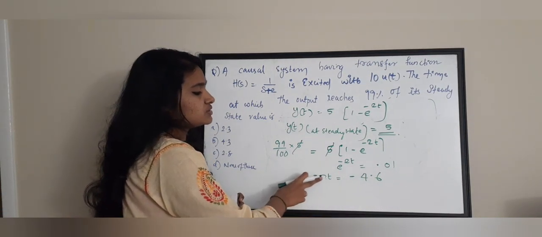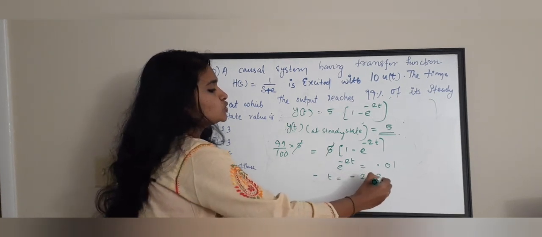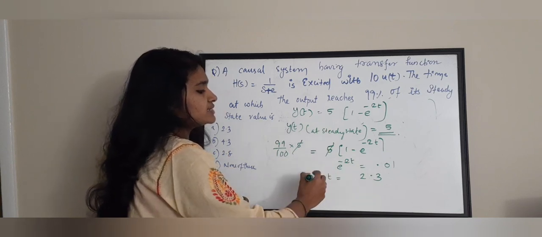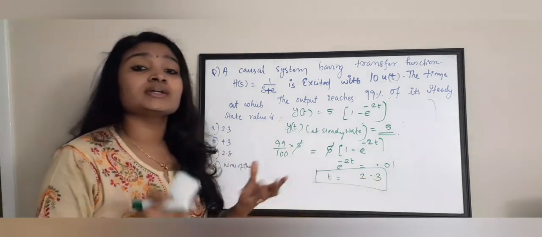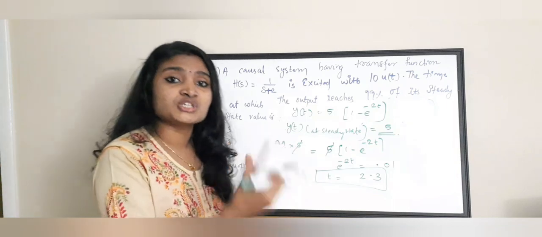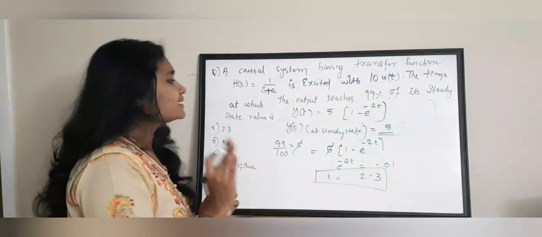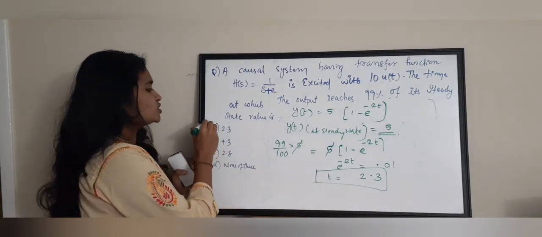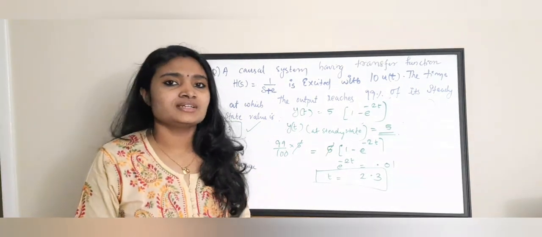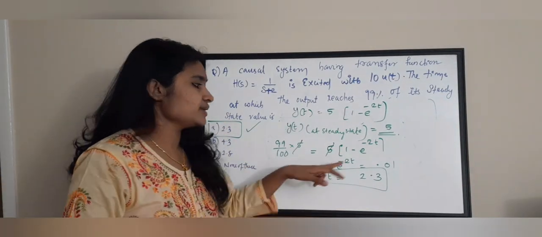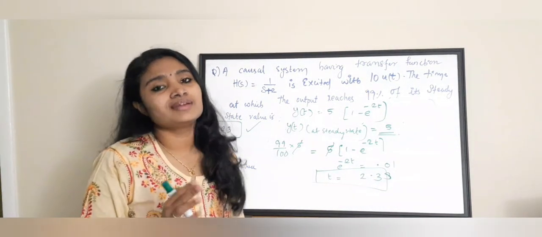Here there is a minus 2t. This 2 and this will get cancelled, and it is minus 2.3, and this minus and minus also get cancelled, and you will get the time value as t equal to 2.3, which is your time period when the output function reaches 99% of its steady state value. So the correct answer for this question is option A, which is 2.3 seconds. And one more thing, I forgot to tell that all these values are given in seconds, right? So the correct answer is t equal to 2.3 seconds, which is your option A.